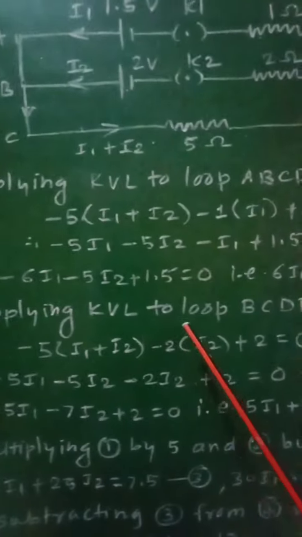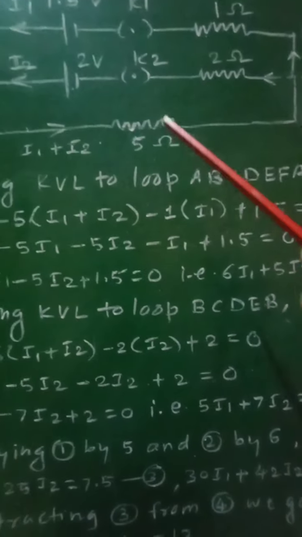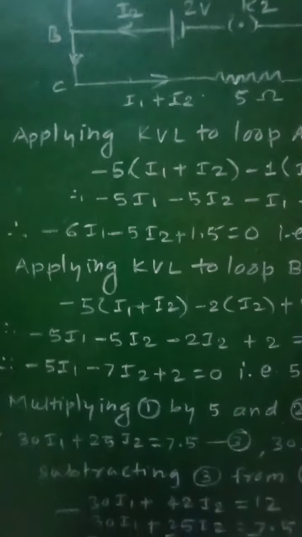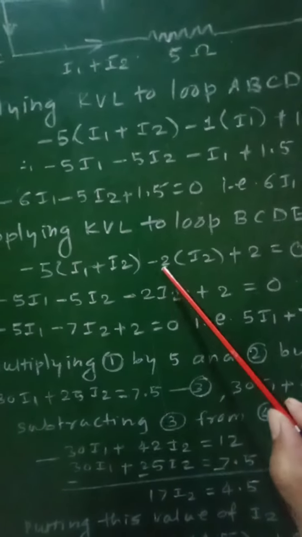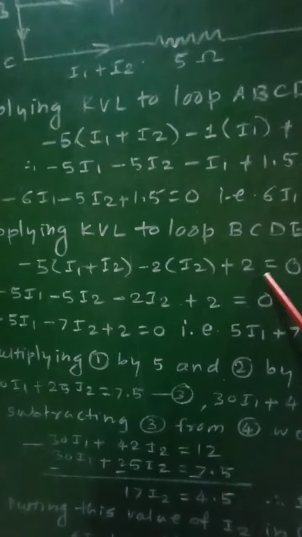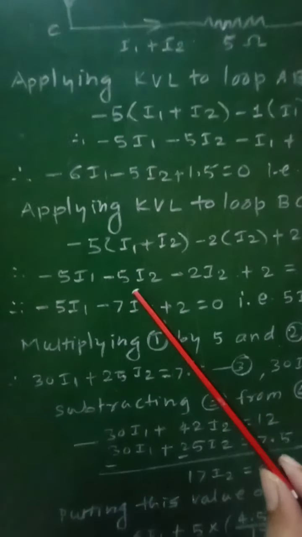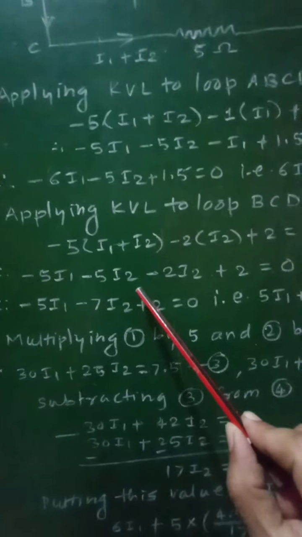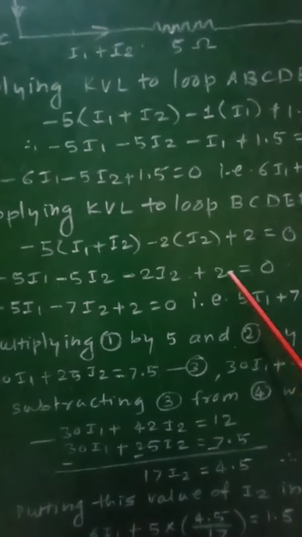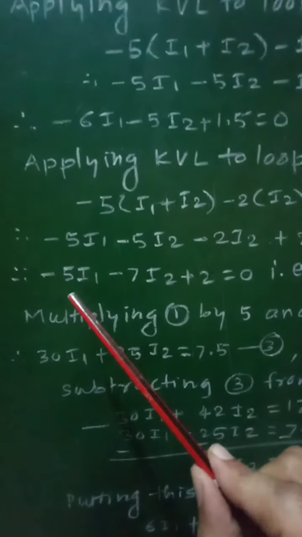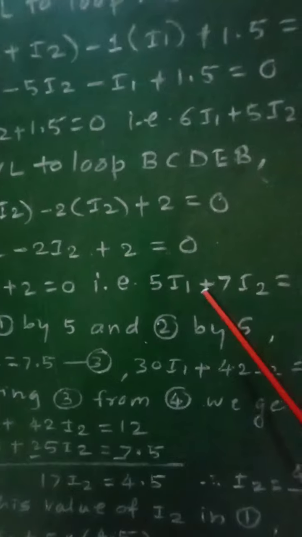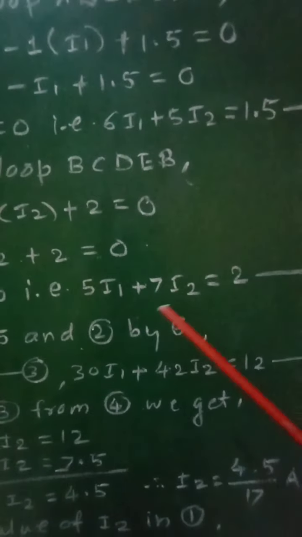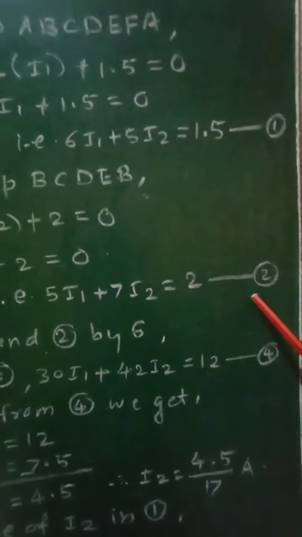Similarly, applying Kirchhoff's voltage law to the second loop, that is B, C, D, E, B, we will get the second equation, and therefore we can write here minus 5 into I1 plus I2 minus 2 into I2 plus 2 equal to 0, and therefore solving this, minus 5 I1 minus 5 I2 minus 2 I2 plus 2 equal to 0, and therefore it will be written as minus 5 I1 minus 7 I2 plus 2 equal to 0, that is it will be written as 5 I1 plus 7 I2 equal to 2 as equation number 2.